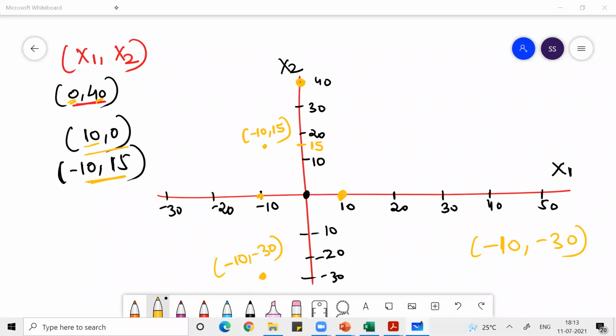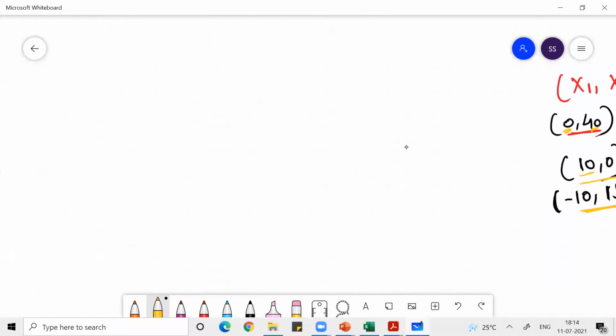Sir, good evening. This is pretty clear, but I would like to know how we got that 0, 40. I know how to mark it in the graph. Yes. So the equation is x1 plus 2x2 is equal to 40.